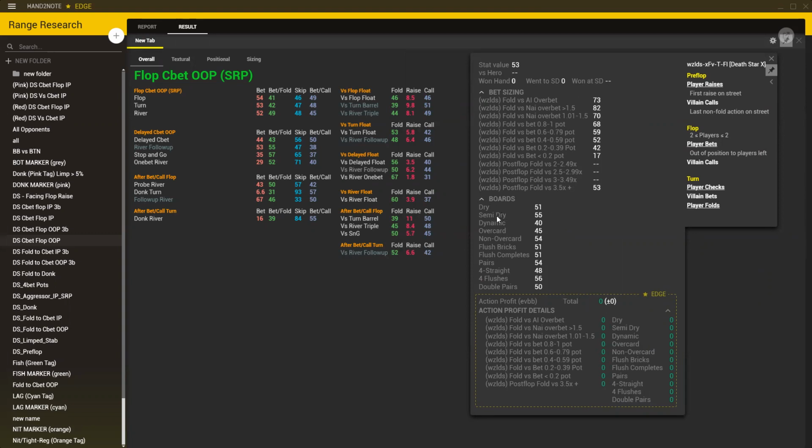So dry is slightly below, semi-dry is slightly above. This might just be variance. Dynamic, you can see, is lower. Overcard turn is, again, slightly lower. Non-overcard is very good for us and slightly above average. 51% flush bricks. This is turn textures, by the way, 51% flush completes. Pairs is ironically good for us on the turn. 4 straight, 4 flushes, double pairs.